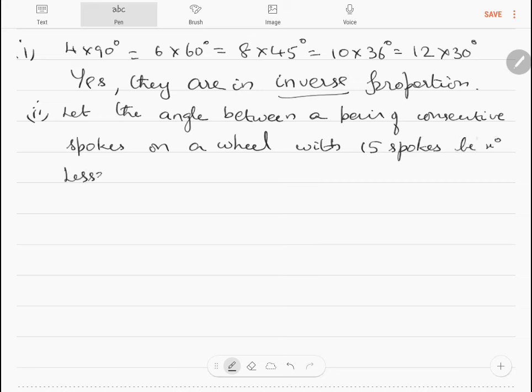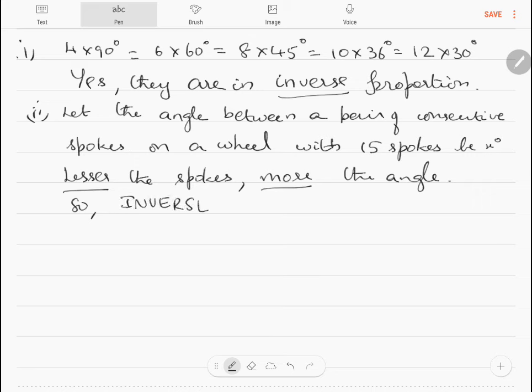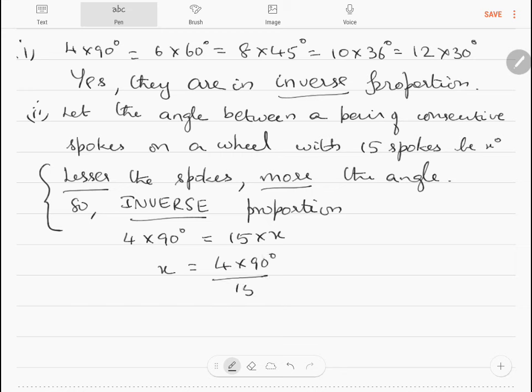Now here, the lesser the spokes, the more the angle. So this is the case of inverse proportion, because the lesser the spokes, the more the angle. Now we will have to find, base is 4 into 90. For 15 it is how much? Now x equal to 4 into 90 degrees by 15, which comes to 24 degrees.